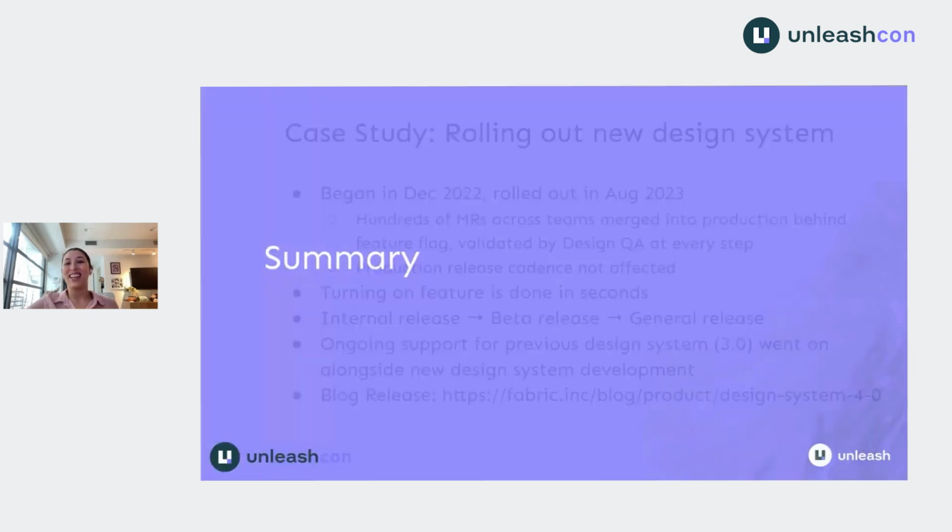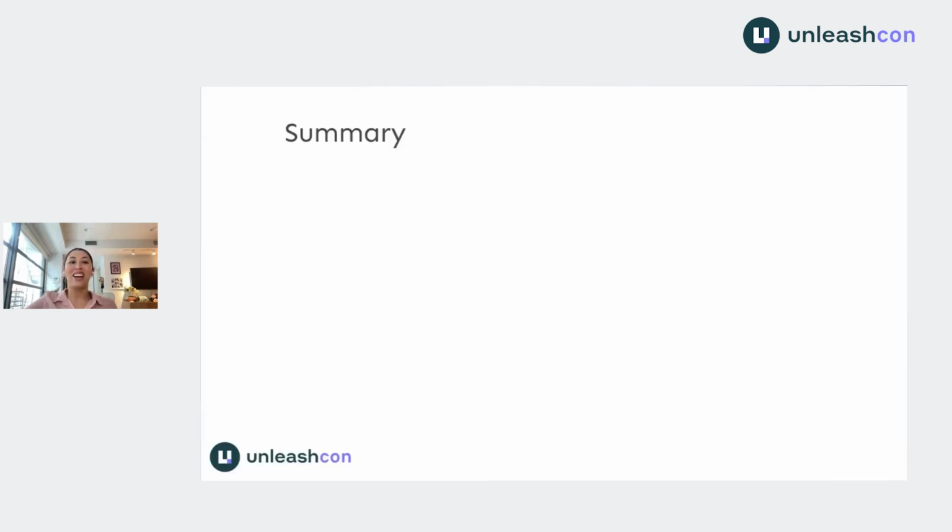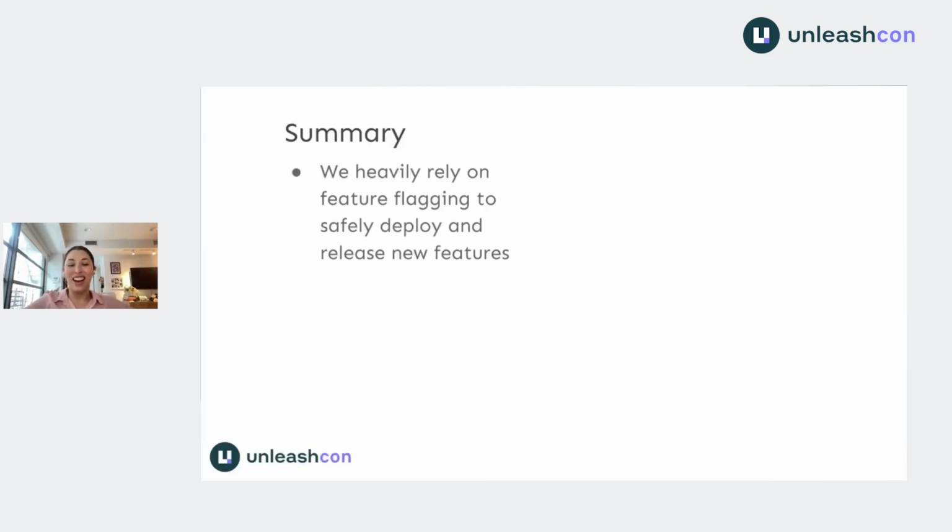So in summary, we really do heavily rely on feature flagging to safely deploy and release new features. It is something that is very important to us, again, to follow these development best practices in order to make sure that we are a technology first company. Unleash thankfully does support that.